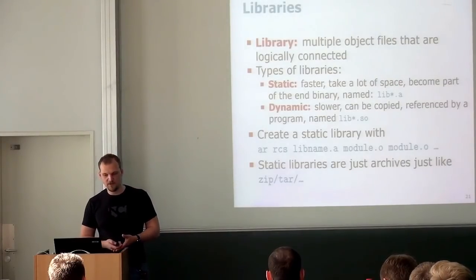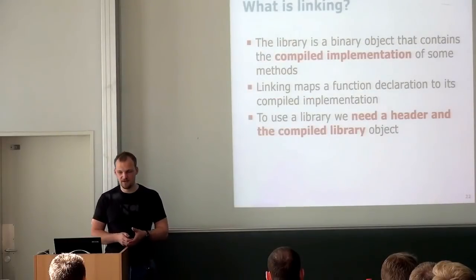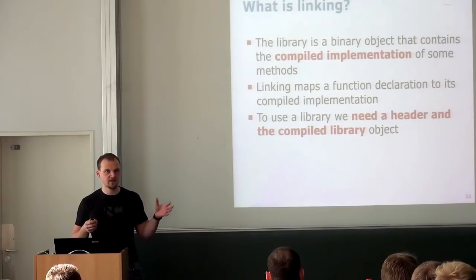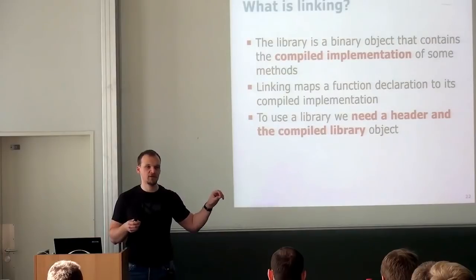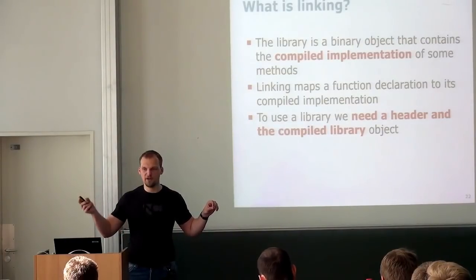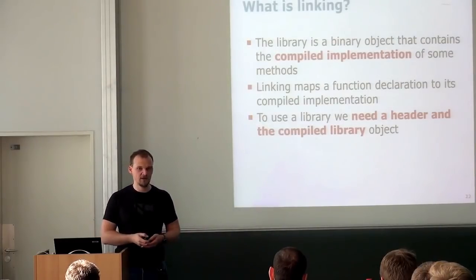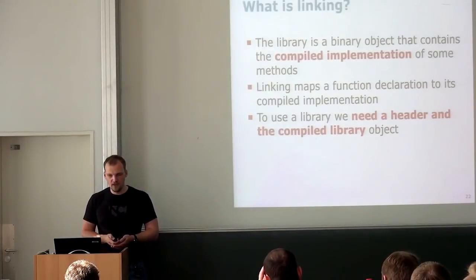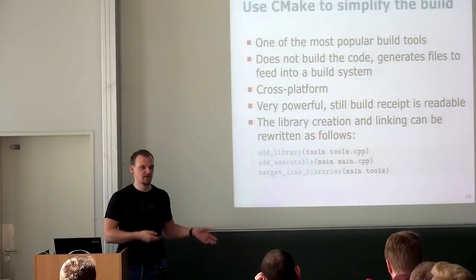Right. So that's basically all you need to know about libraries, and I already kind of told it, but the main thing is the linking is just telling for every declaration of a function where to search for it in a library. So where is the compiled code for the implementation of this particular function? Okay. Again, it will become much easier the moment we come to CMake.